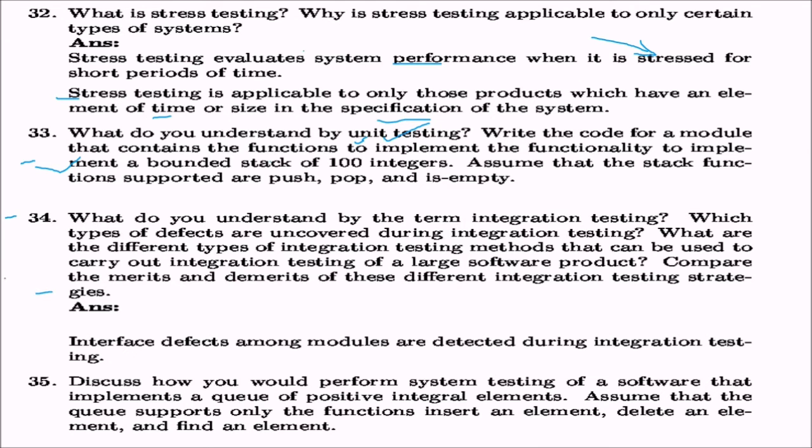this, because we have already covered in detail: integration is testing between various module interfaces. So the interfacing, once you have checked these modules, means you have performed the testing on this module, that is called the unit testing. Now you want to see how these modules interface together. So interface defects among modules are detected during the integration testing.